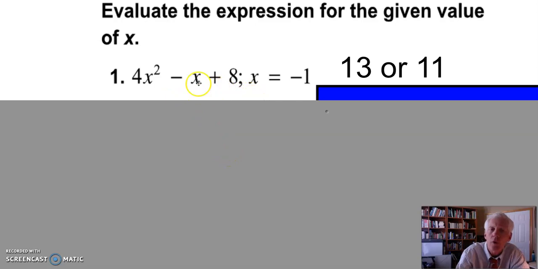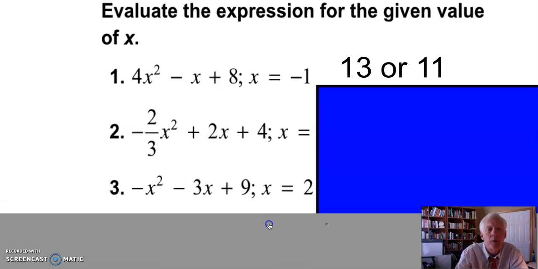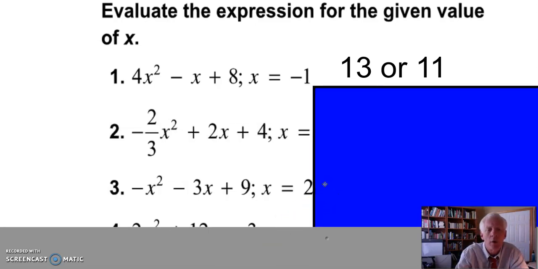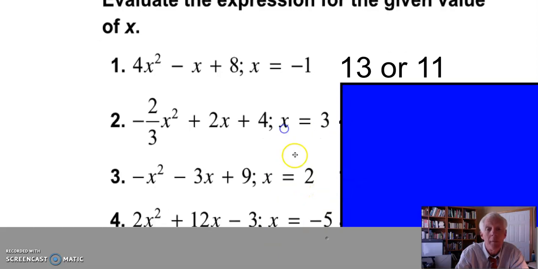We're doing these today. We're taking quadratics and we're inserting an x value to find the y value. And that's a main part of our lesson today.